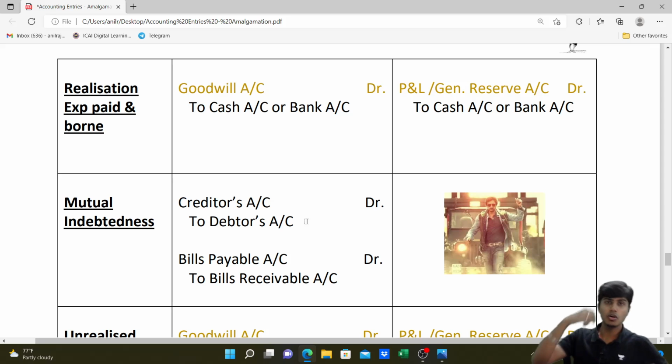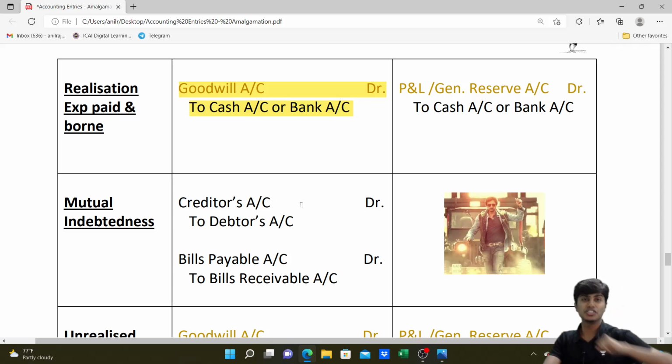In the transferee's books, because this expense is paid, we would have to credit bank account and the debit will be given to goodwill. Why? We are not receiving anything. So under the purchase method, the entry for realization expenses of transferor paid by transferee will be goodwill account debit to cash or bank account. This is under purchase method.